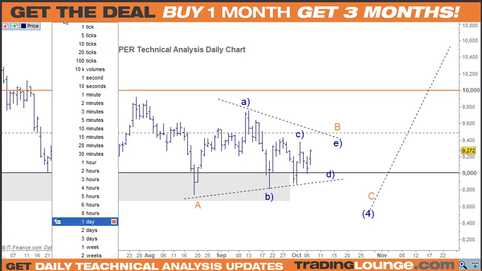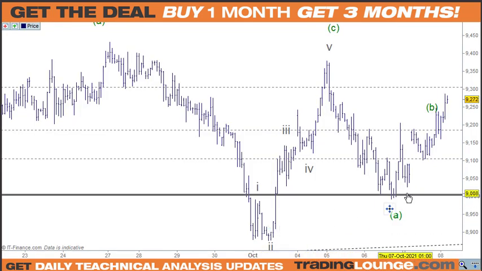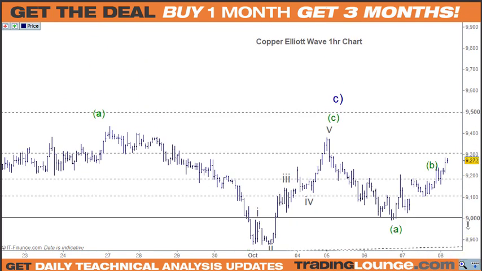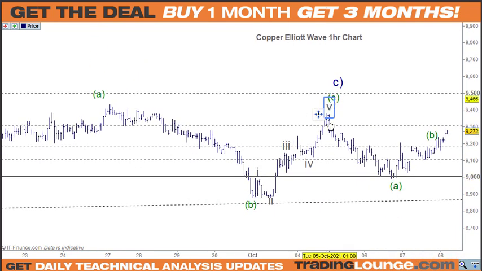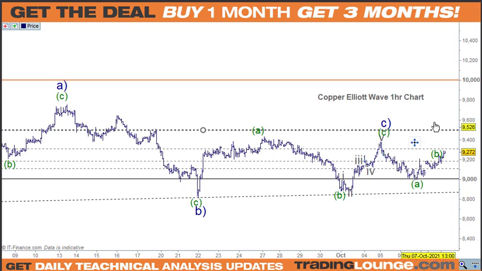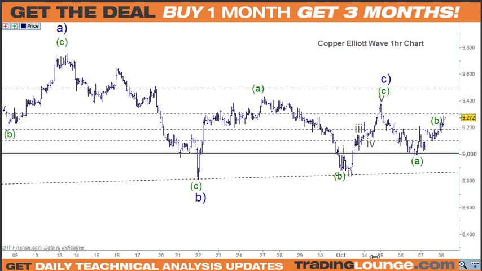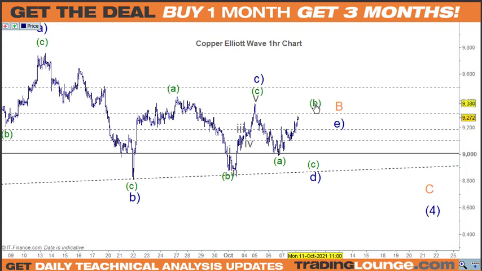I want to have a look at the hourly chart here just for a moment. Kind of gave us that C wave there, didn't it, so I kind of got to respect that. So we can look for the B wave here, and then the C wave here for the D wave, and then the E wave over here for the B wave. So in a nutshell, we've still got this to finish off here.